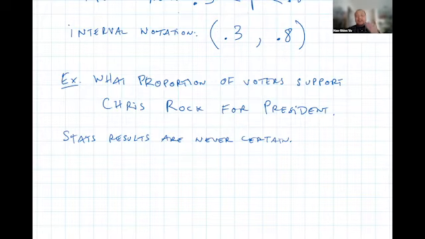Stat results are never certain. Good news is the uncertainty, the degree of uncertainty, can be measured mathematically. The results themselves are never certain, but how uncertain they are, those can be determined pretty accurately. There are two things that affect this. One is called the confidence level.